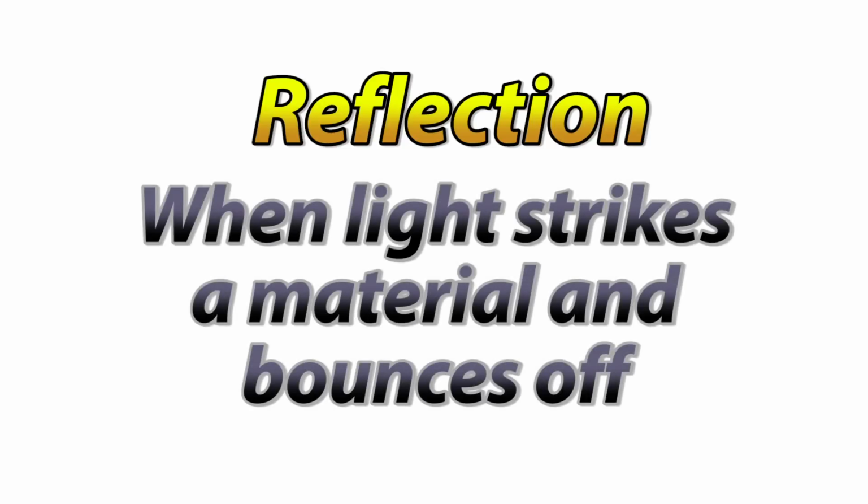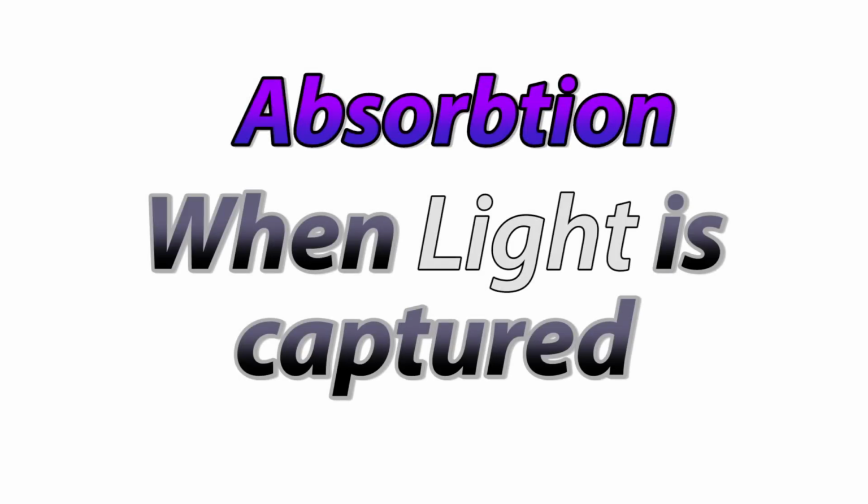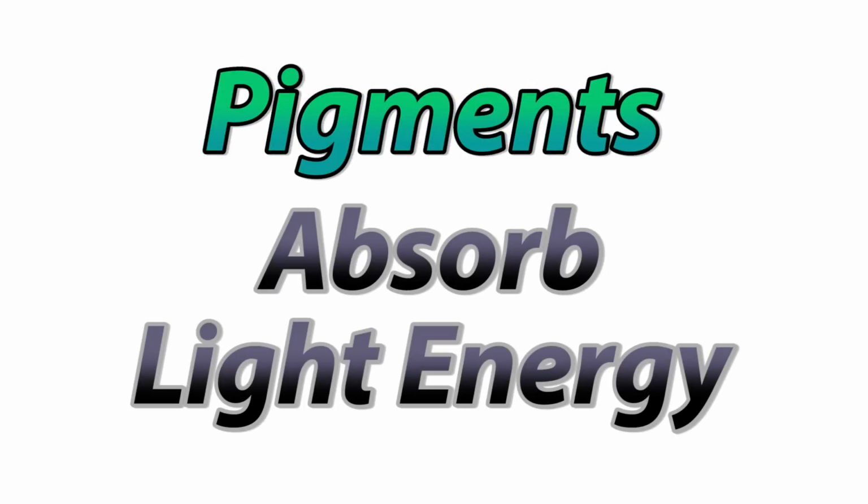Reflection is when light strikes something and bounces off. And we're going to be talking about this much more in the video. Absorption. Light can also be absorbed in different ways. Pigments are molecules which are really good at capturing light energy.